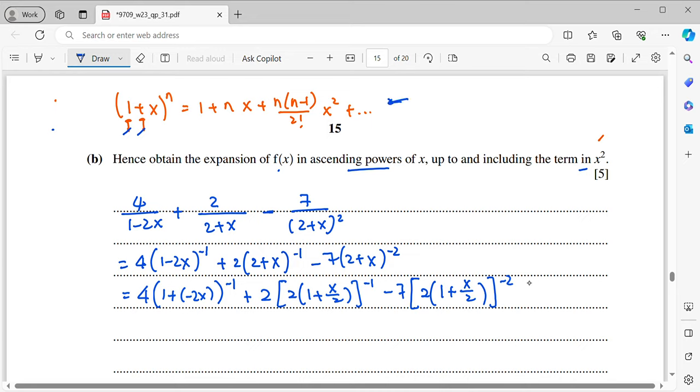So once I have changed to this form, I have satisfied the two conditions, then I will just apply the formula. So from here, it will be 4 bracket 1 plus, my n is minus 1. The x becomes negative 2x, okay, up to x squared. So plus, the next term is n, the n minus 1, so minus 1 minus 1 is minus 2 over 2 factorial times negative 2x squared.